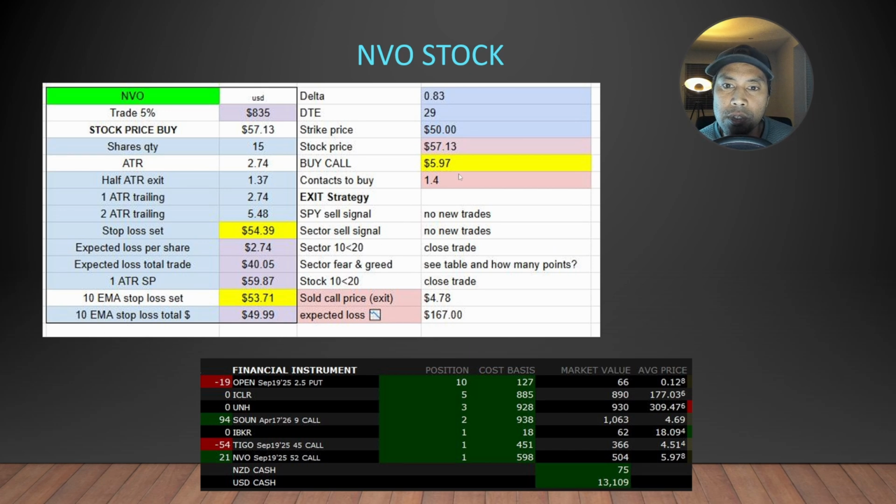But having a look at the option side of it, again I stick to pretty much close to 80 delta, and that just means that I'm not going to get destroyed by theta when it's moving, because I am buying an option. Now the DTE is a little bit longer at 29, and the strike price is $50. Again, the reason for that is it's at 80 delta, right?